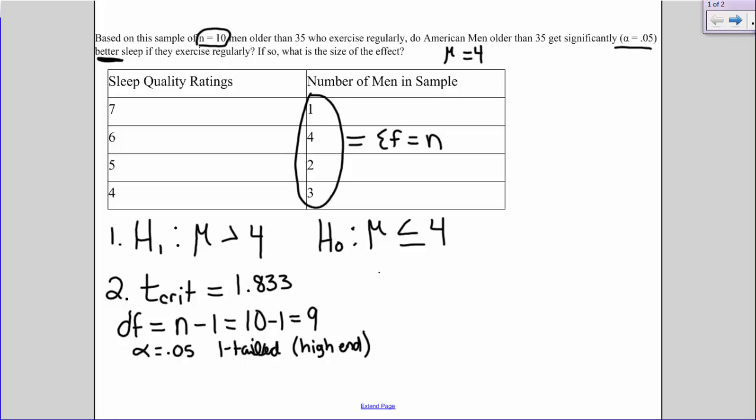So if we drew out our critical region, it would look like this. In the middle would be our population mean of 4. We don't know what our sample mean is yet, so let's write M and Z. The Z-score for our population mean is 0, as always. And now our T-crit is 1.833.